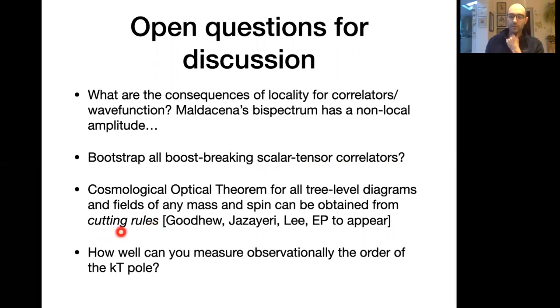You can derive all of these rules and extend them using cutting rules, and that's something that will appear soon. And perhaps on the observational side, this really stresses the importance of certain specific poles in the calculation, in particular the total energy pole. So I'm going to stop there and pause for questions. Thank you.